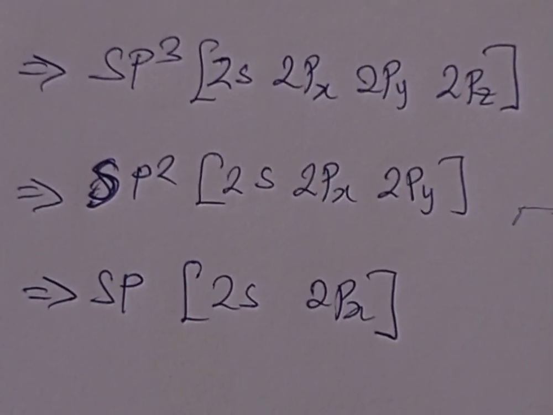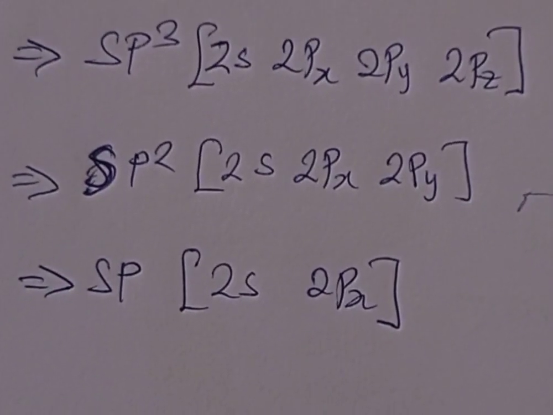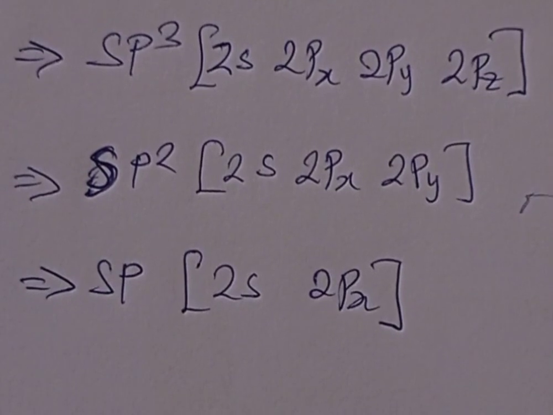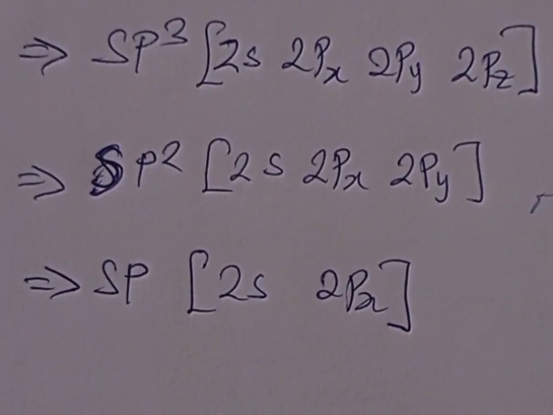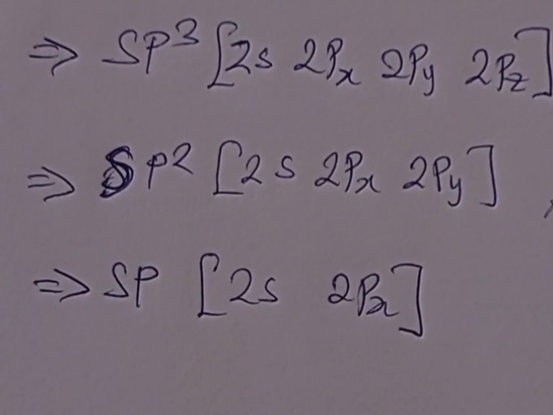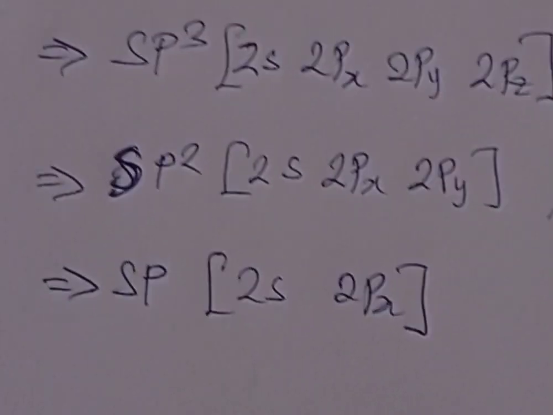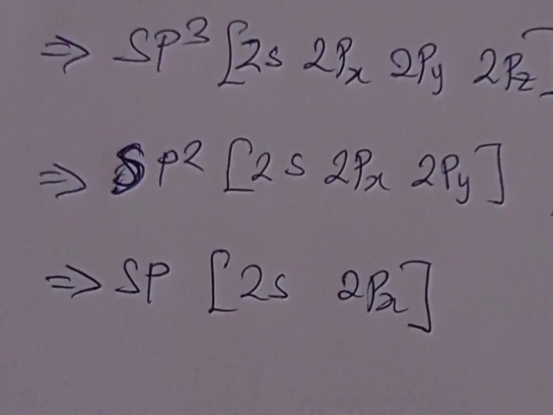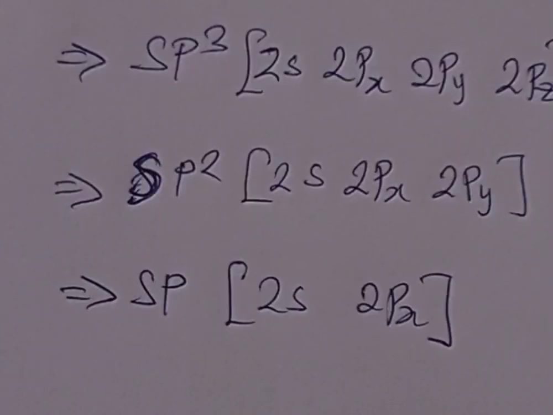Finally, as you can see, for sp³ hybridization the orbitals involved are the 2s, 2px, 2py, and 2pz. For sp² hybridization, the orbitals involved are the 2s, 2px, and 2py; the others are unhybridized, like the 2pz in this case. Then for sp, the orbitals involved are the 2s and the 2px.